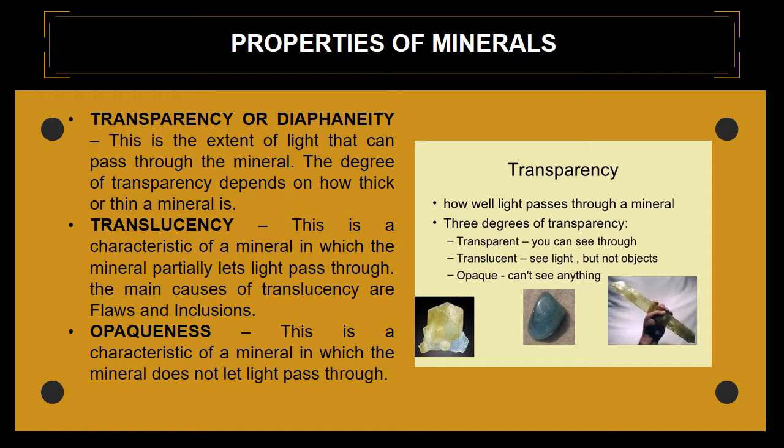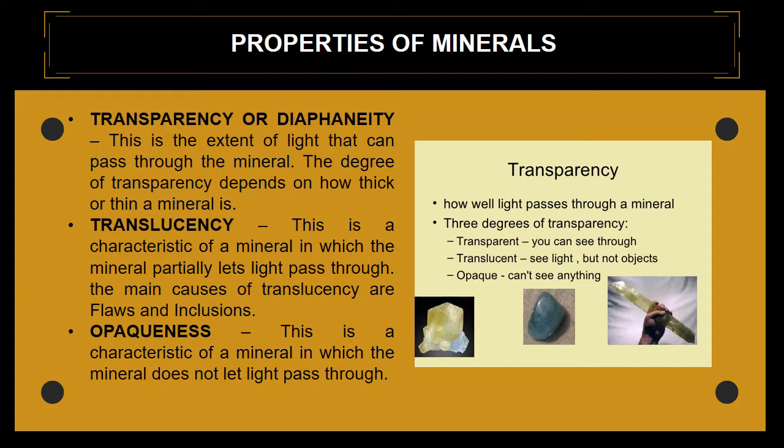Nung tiningnan mo yung mineral, nakikita mo yung kamay mo clearly. Yan yung transparent. So, next is the translucent. You can see light but not objects. So, paano ganito? Paano naman yung ganito?